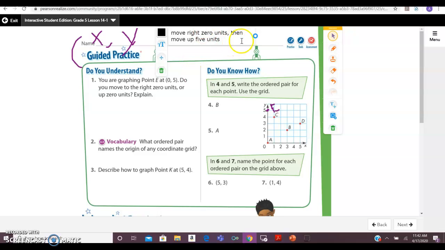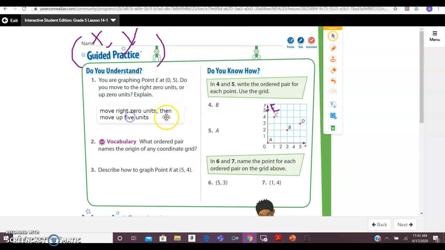Okay? So that is what we did for point E. We moved right 0 units, then moved up 5 units. Number 2, what ordered pair names the origin of any coordinate grid? So remember, our origin is right here at point A, okay?